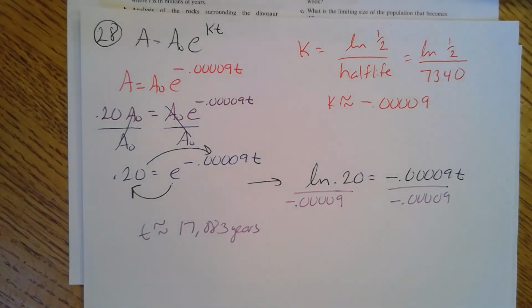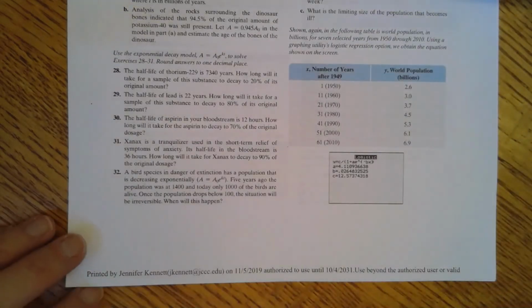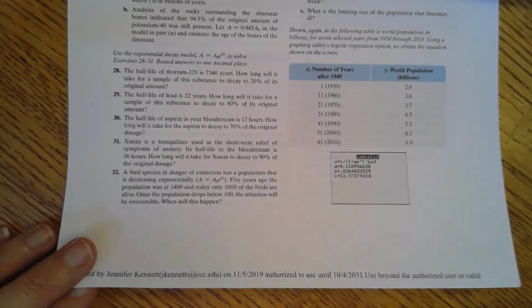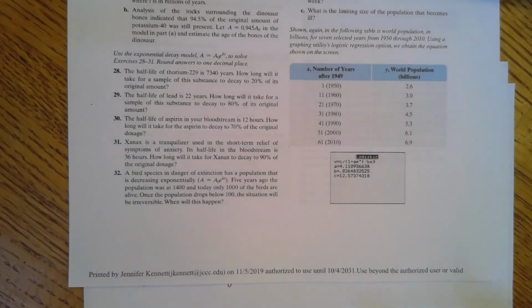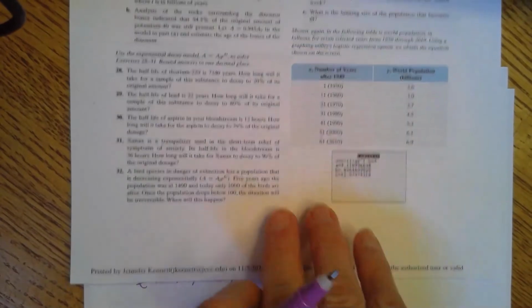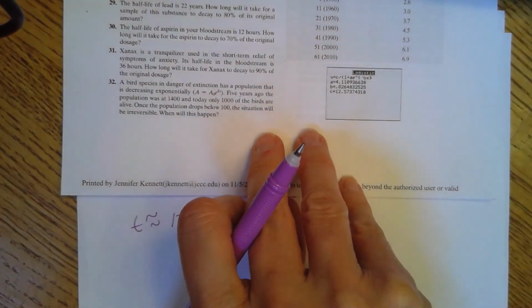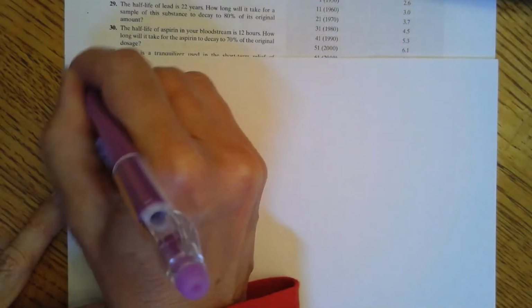All right, so now let's try one more of these. We'll talk about aspirin in the bloodstream. So let's look at number 30. Again, I hope you have these in front of you because I might not get to show everything the whole time. So, number 30. The half-life of aspirin in your bloodstream is 12 hours. How long would it take for the aspirin to decay to 70% of the original dosage?